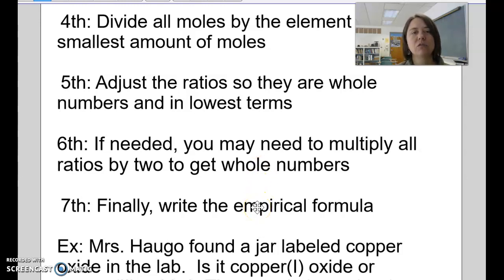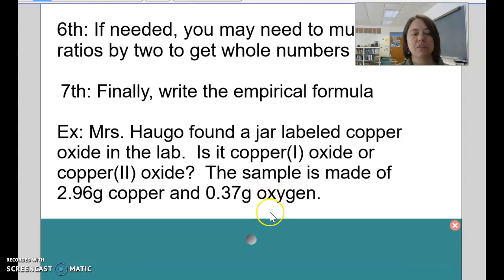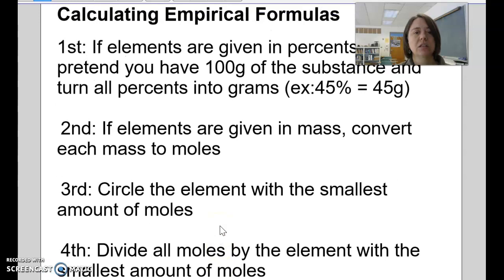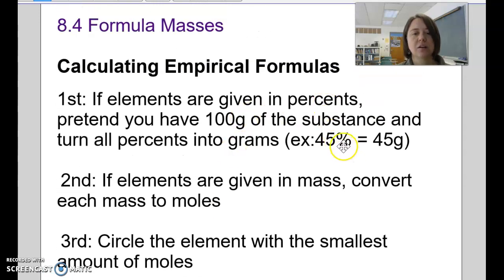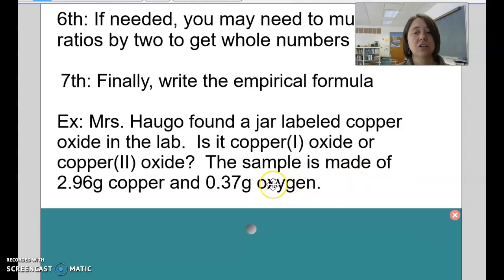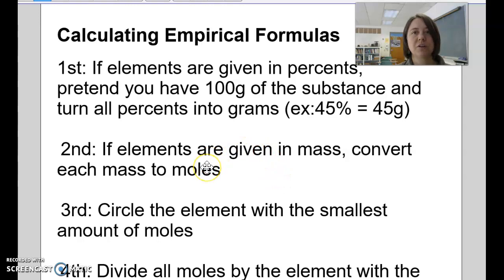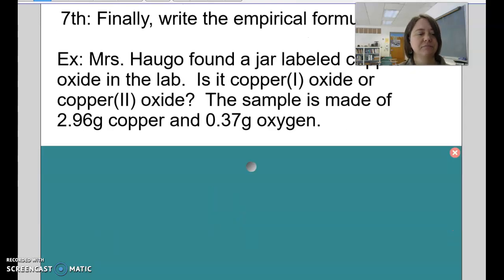And we're going to write the empirical formula with the formula, and then the subscripts are those ratios we just found. And then you wrote down the problem. I found a jar labeled copper oxide. That's not so good. That's not enough information. Is it copper 1 or is it copper 2? Well, the first thing we're going to do is ask, is it in percents or is it in grams? It's in grams. So then the second thing we are going to do is convert them to moles. So let's do that.